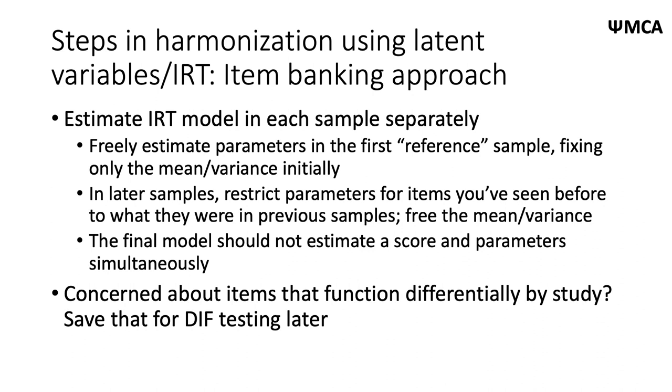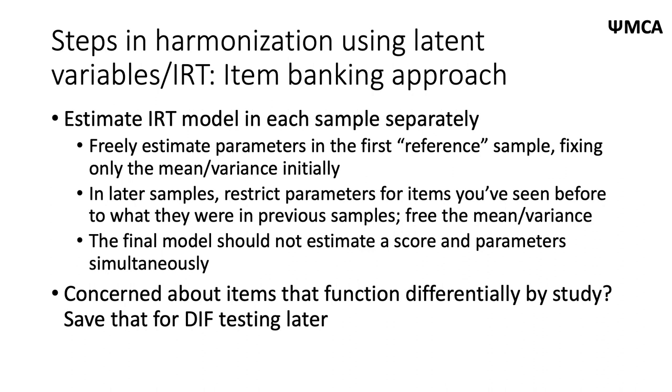So in later samples, you restrict the parameters for items that you've seen before to what they were in the previous samples, and you free the mean and variance. Now in this next sample, I'm estimating cognitive performance using the available tests that I've got, and this estimate of cognitive performance is on the same metric as that reference data set.